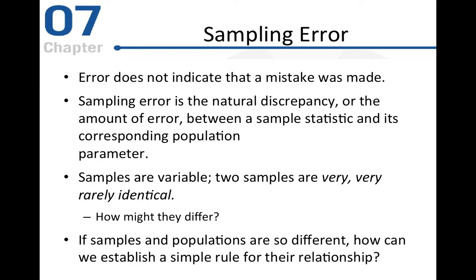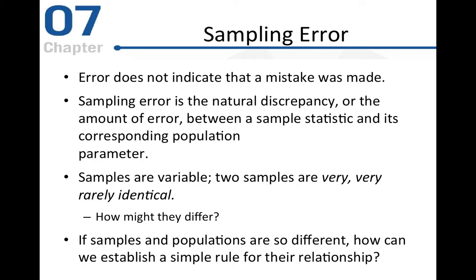Okay, prior to getting to standard error, which is a metric to assess sampling error, let's talk about what sampling error is. This is more of a conceptual piece. This is not error that indicates that a mistake was made or anything like that. Sampling error is just a natural discrepancy or amount of error between a sample statistic and its corresponding population parameter.